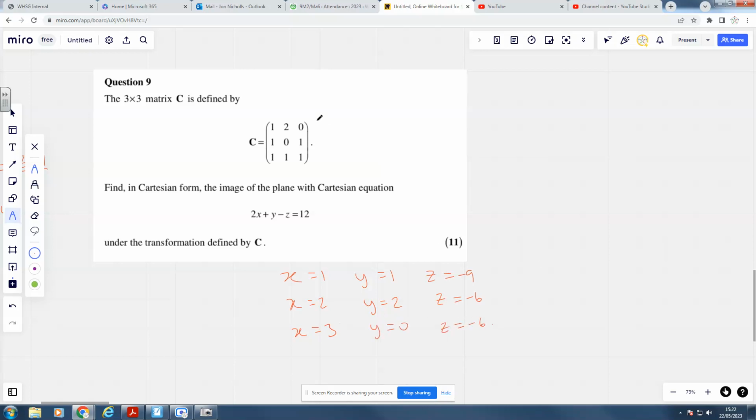And then I thought, right, I'm just going to take C and I'm going to find out where these 3 points map to after this transformation. So I multiplied it by, let's not write C equals, let's just multiply it by, and I wrote this one as a column matrix as well with 1, 1, minus 9. That's my first coordinate. If you like, this is A, B, C, and it's going to equal A dash, B dash, C dash, where the points have transformed to. And so 1, 1, minus 9, 2, 2, minus 6, and then 3, 0, minus 6.